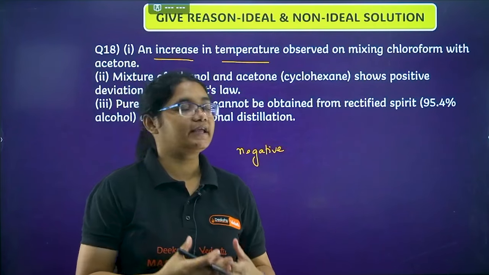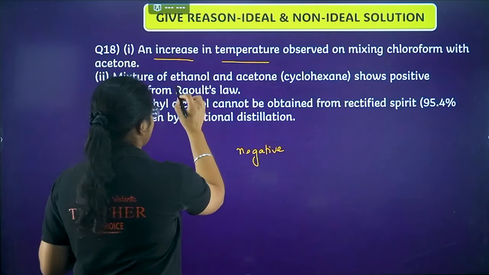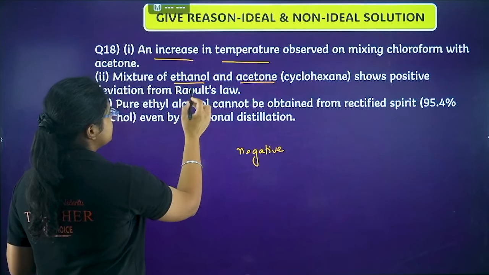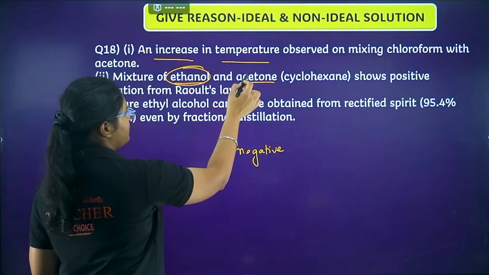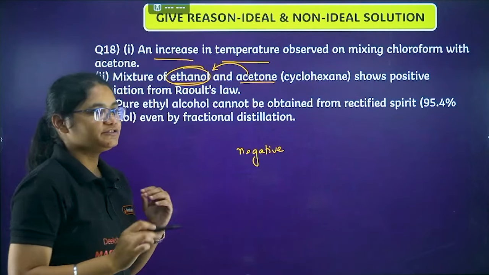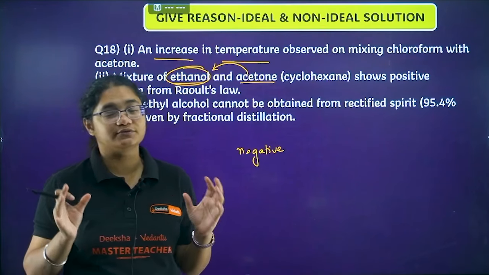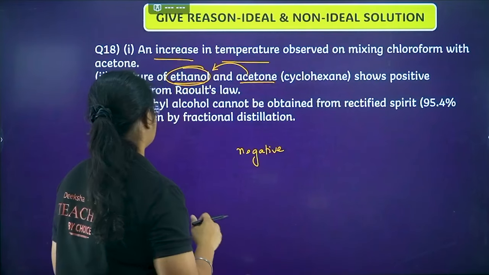Okay, next, a mixture of ethanol and acetone shows positive deviation from Raoult's law. See, ethanol has strong hydrogen bonding, but when you add acetone to that, it disrupts the hydrogen bonding. So now the interaction between ethanol and acetone is weak, so that is why it shows positive deviation.